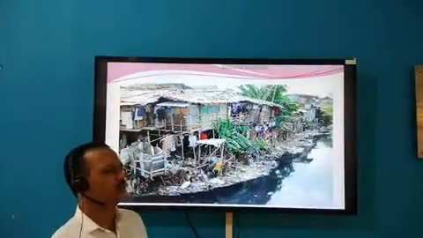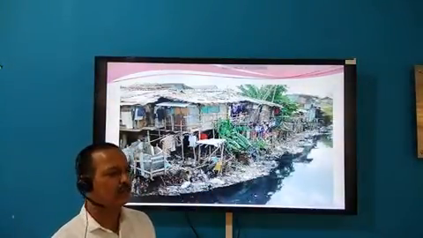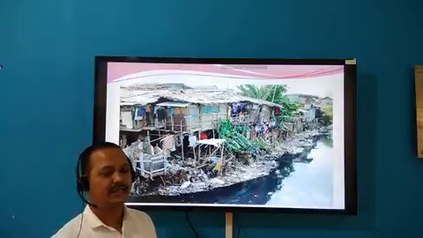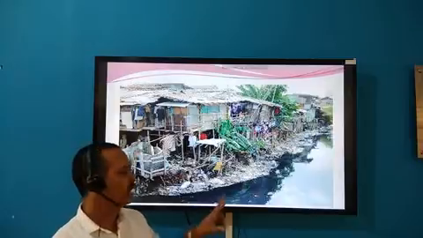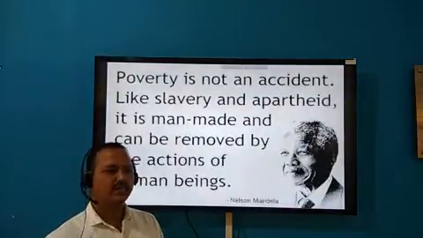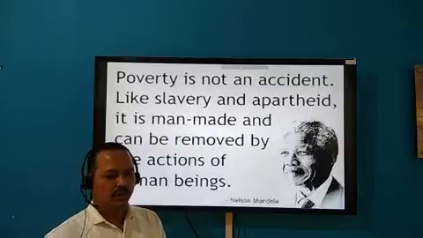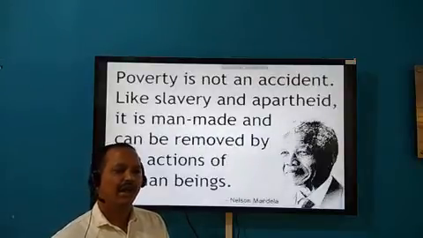This picture also indicates why nowadays also poverty remains a challenge in front of India. At last, with the help of a quotation of Nelson Mandela, I would like to conclude my class.